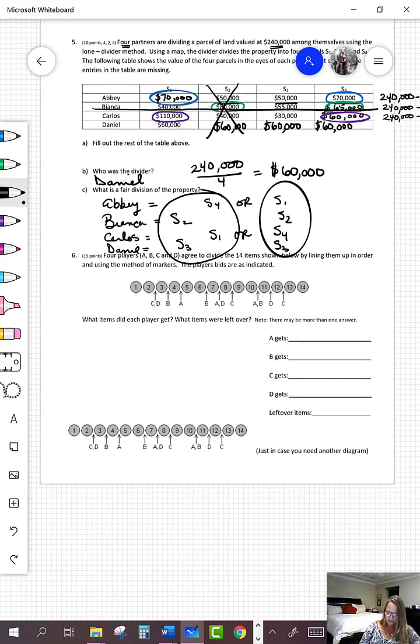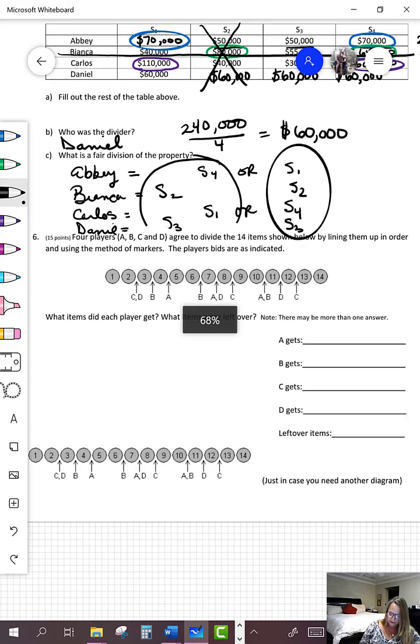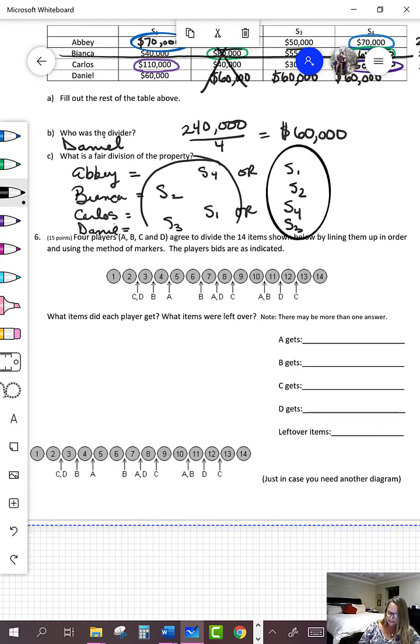Okay, so let's go to problem 6 now. Problem 6 says there are 4 players, A, B, C, and D, who agree to divide 14 items shown below by lining them up and using the method of markers. The players' bids are as indicated. So what items did each player get and what items are left over?